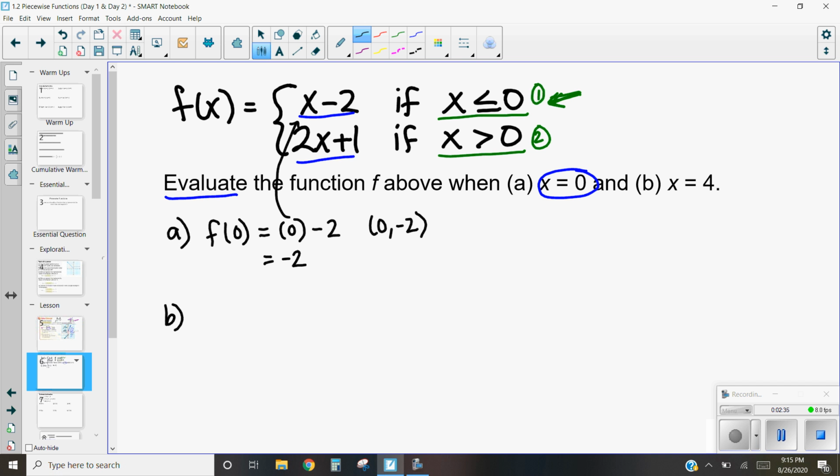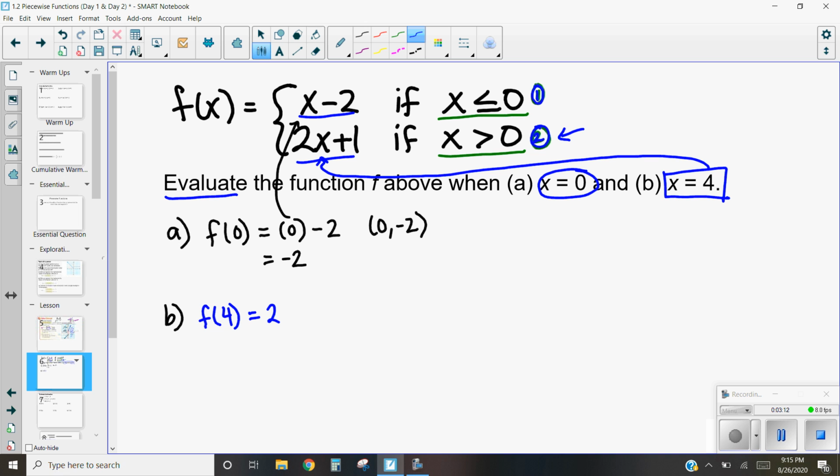Now, with part B, we're going to do the exact same thing, but this time we're looking at when x equals 4. So let's ask ourselves again: does x equal 4 associate with option number 1, x is less than or equal to 0, or with option number 2, when x is greater than 0? Now 4 is greater than 0, so we're looking at number 2 here. So we want the function when x equals 4. Just like before, I'm going to put this 4 in for x in my expression here.